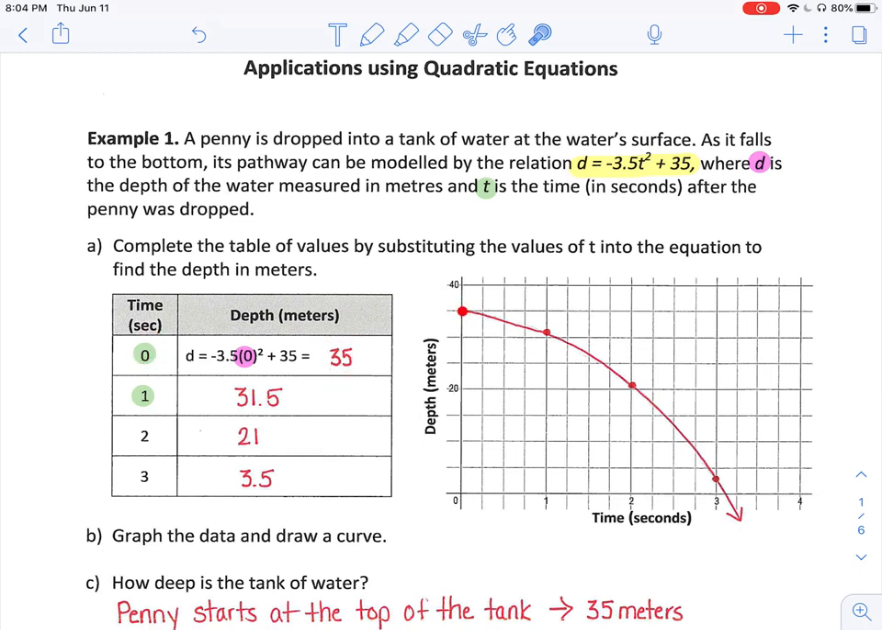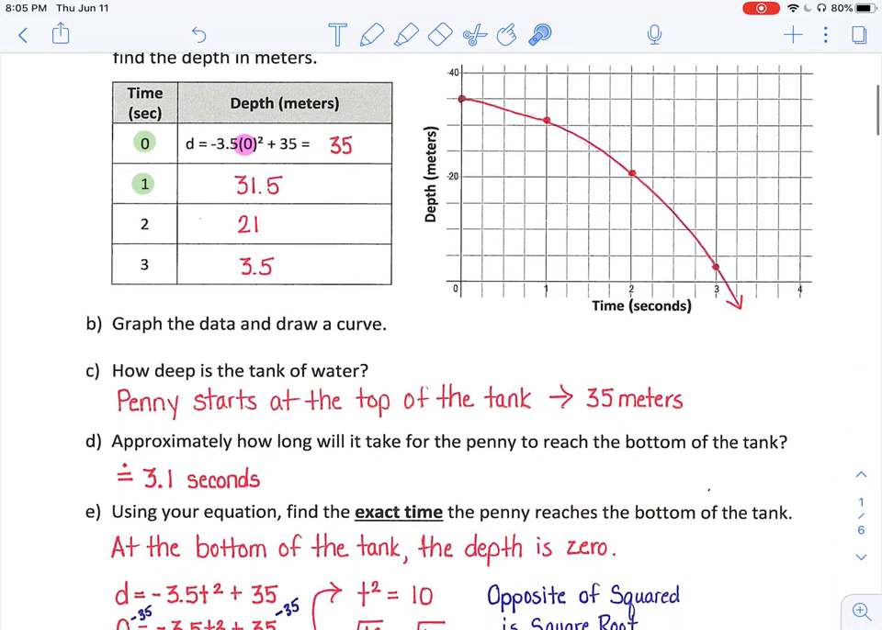So it starts here. And then when time is 1, we plug that into the equation, and then we get a depth measure as well. And then we kind of keep going, and we get our values, and we can eventually see how that graph would look along the Cartesian plane. So graph the data and draw the curve. Done.